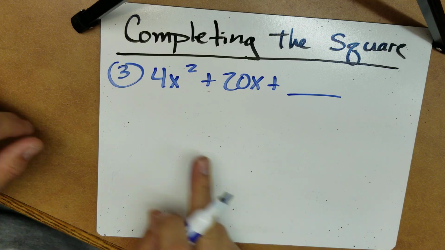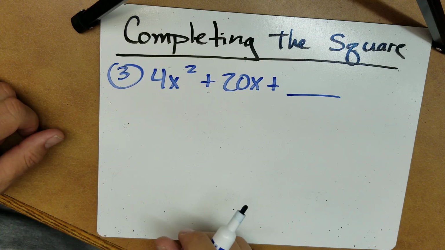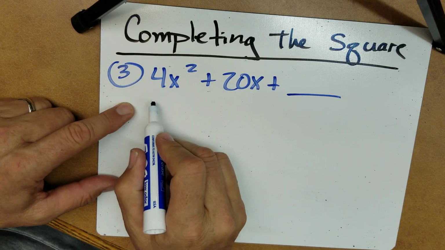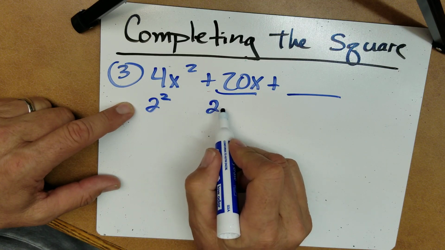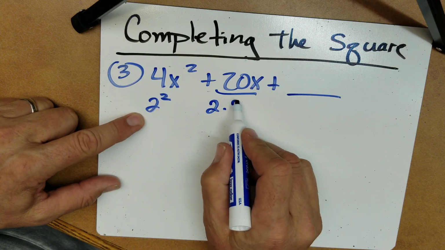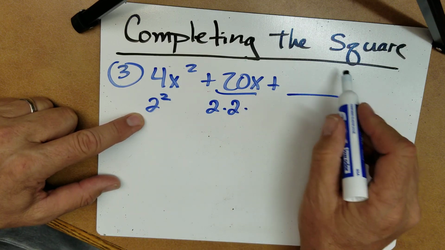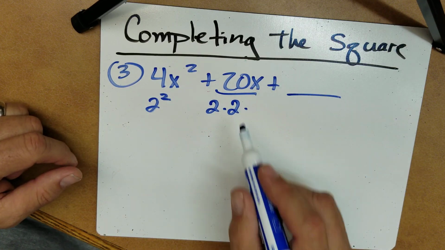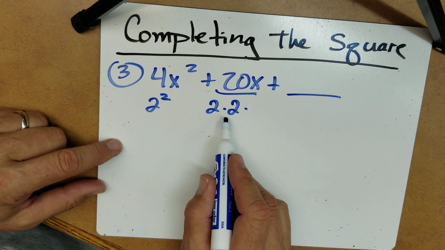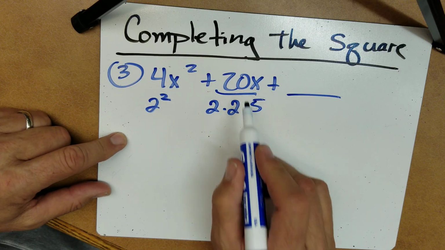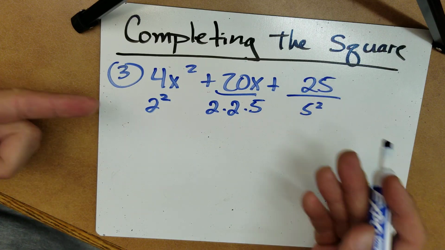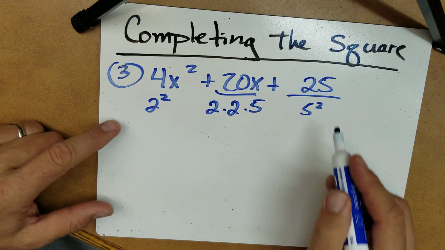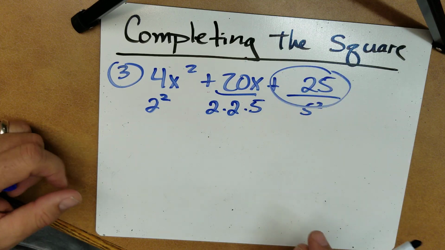Here's another example. This is one where a is not 1, but this is a perfect square, so that's 2 squared. You might remember that this middle term needs to be 2 times the square root of that, which is 2, times the square root of whatever this is. We need a perfect square that makes this 20. Well, 2 times 2 is 4, and 4 times 5 is 20. And if this is 5 squared, then this must be 25. Boom, a perfect square trinomial. I just completed the square by finding that number.